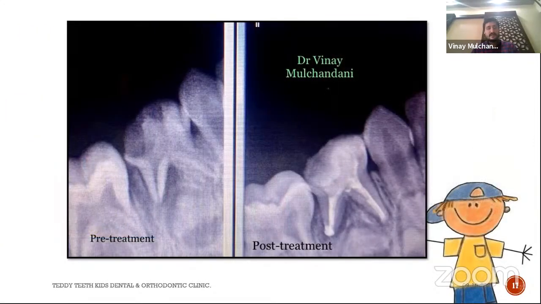This is another case where, as you can appreciate here, there's a bone loss. There is a radicular bone loss because of the dento-alveolar abscess, which is pretty common in young patients. And this was restored and filled with an antibacterial restoration, which we commonly employ in children, so that the bone heals much faster.